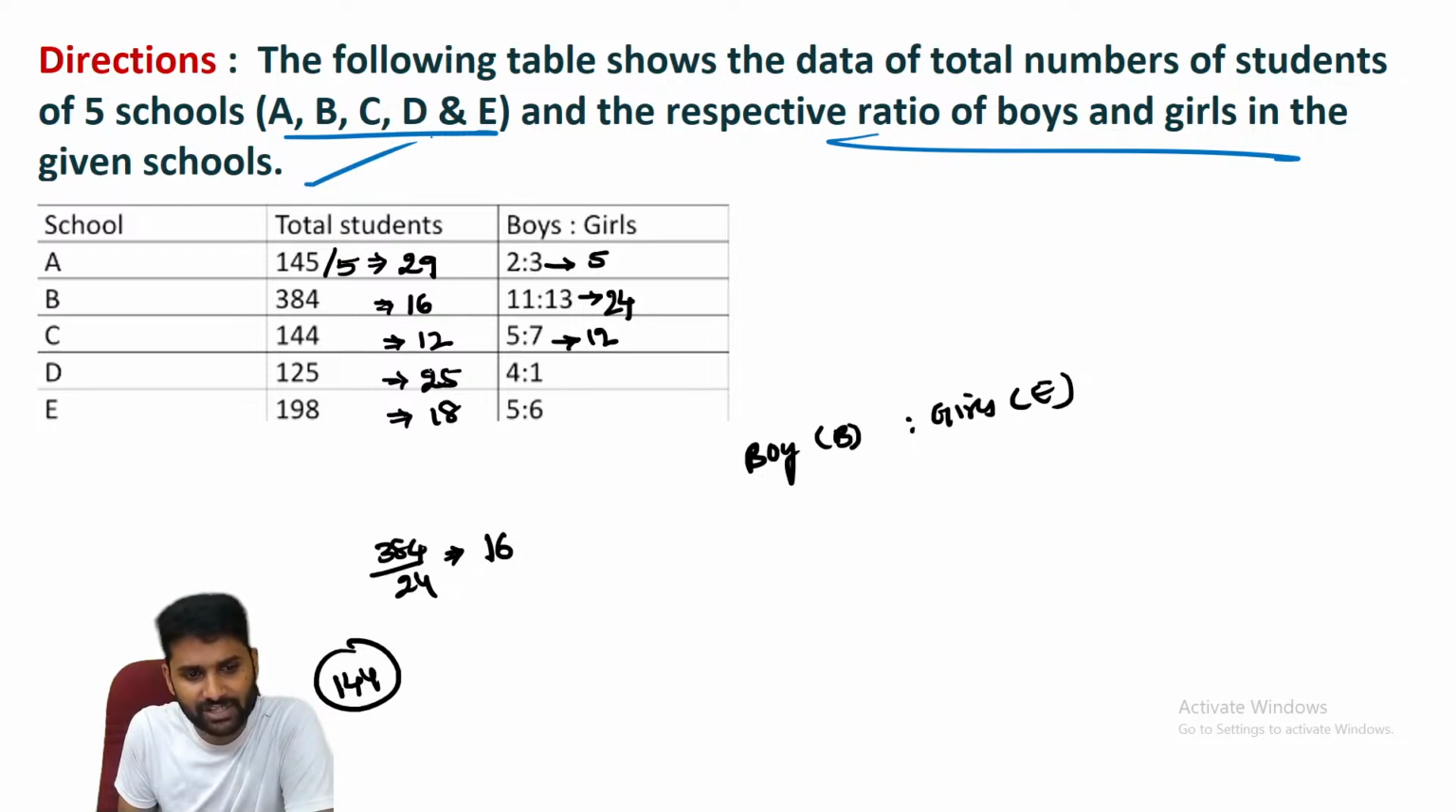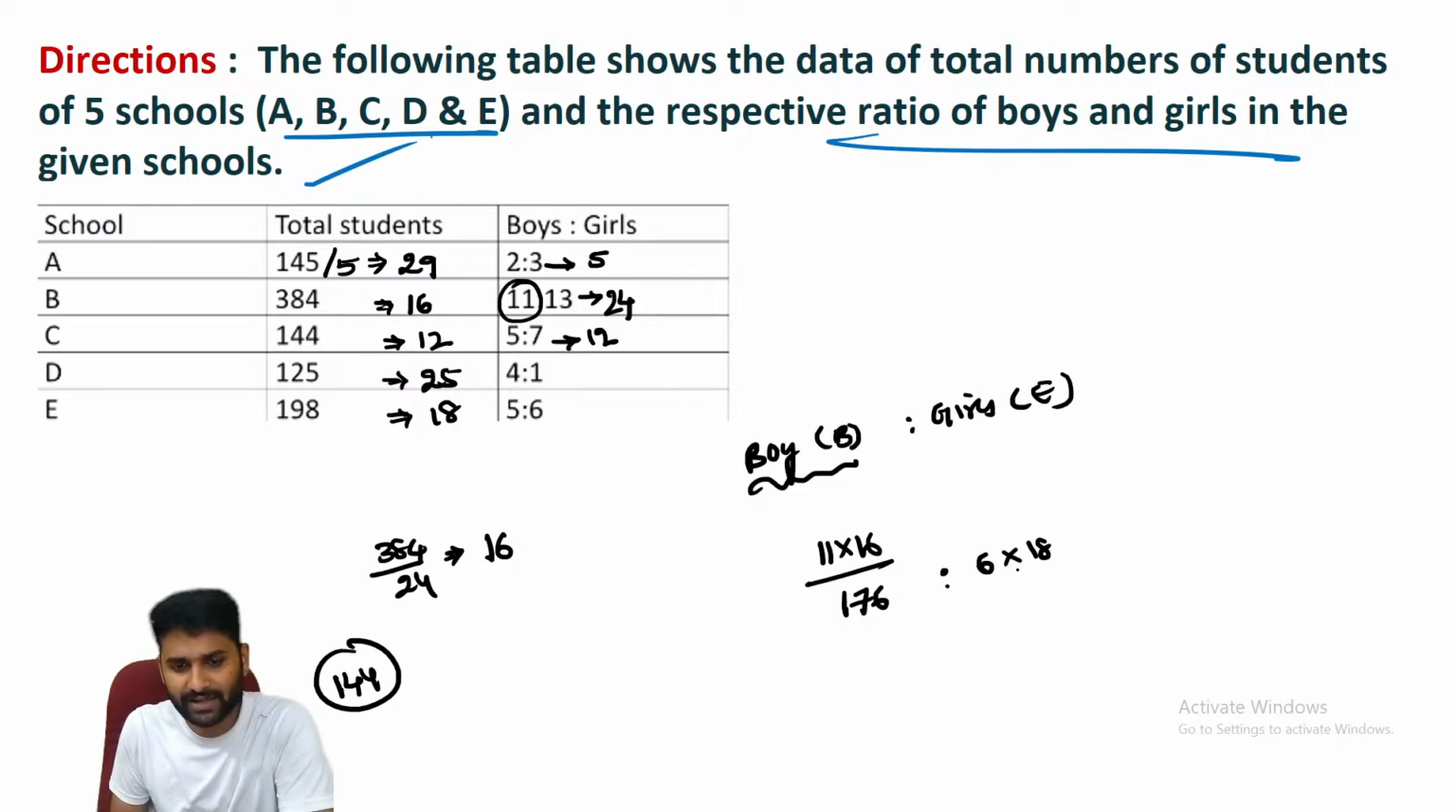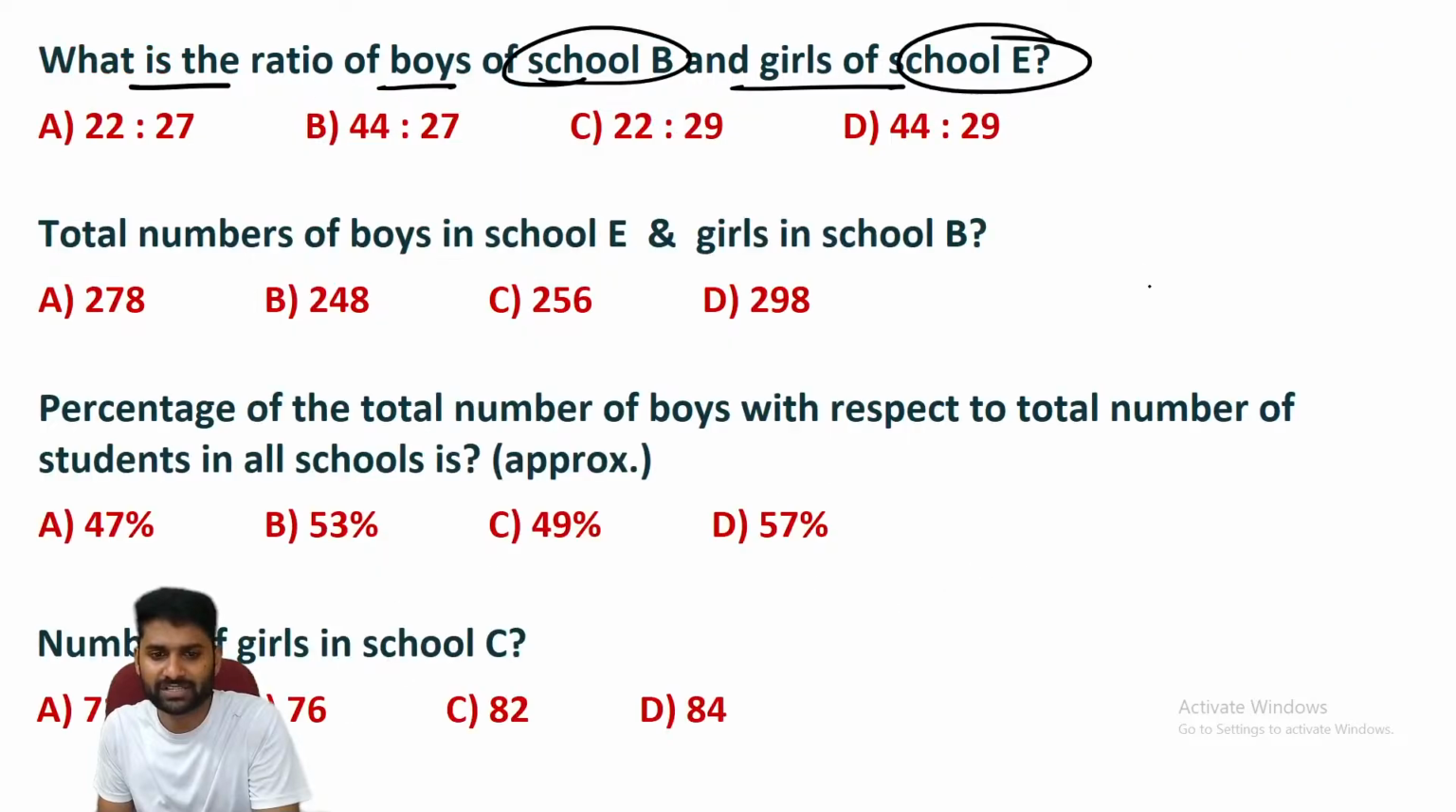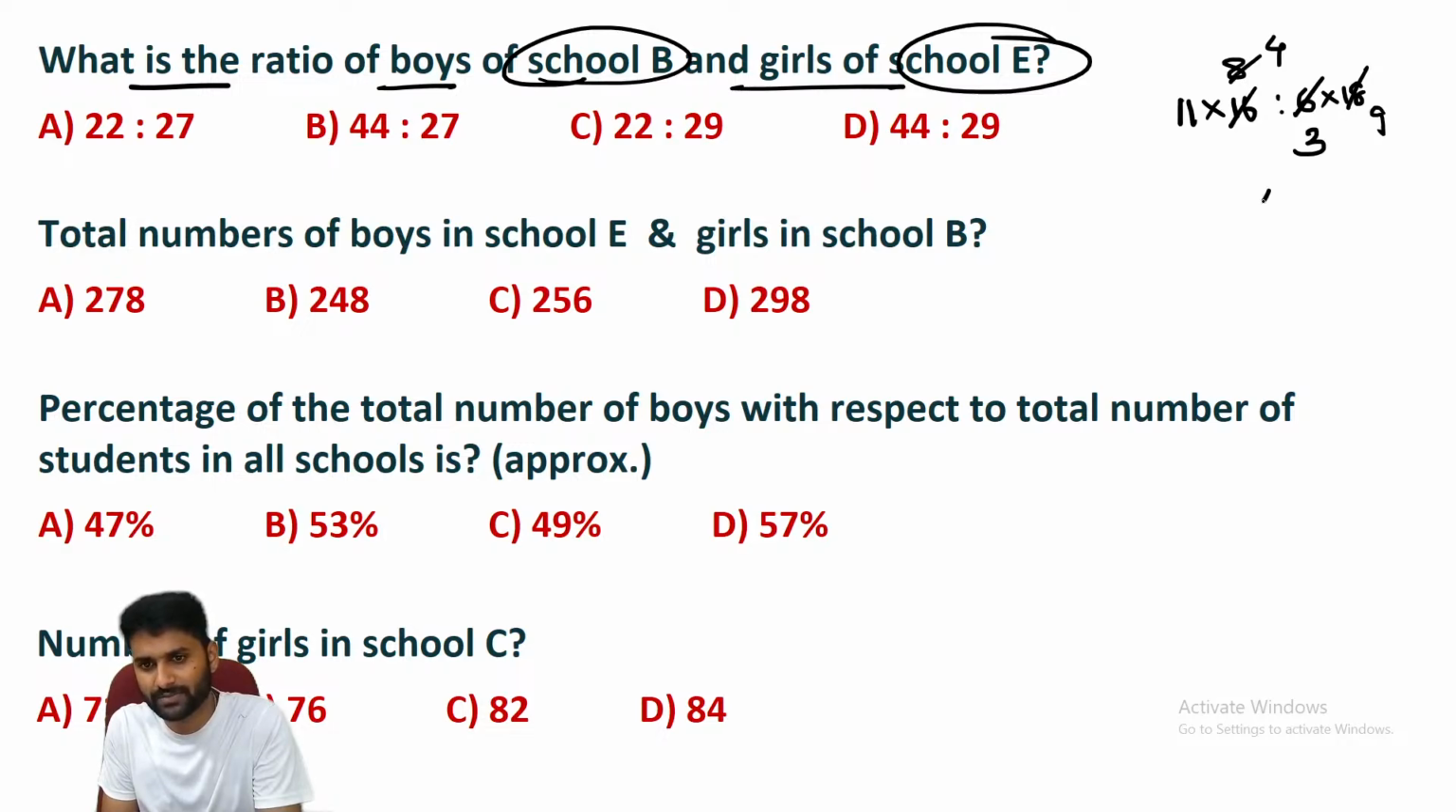Now the number of boys in B is exactly equal to 11 units, 11 into 16, which is 176. Girls in E: 6 into 18. Now the ratio 11 into 16 to 6 into 18, simplifying again, we get the respective ratio 44 to 27.